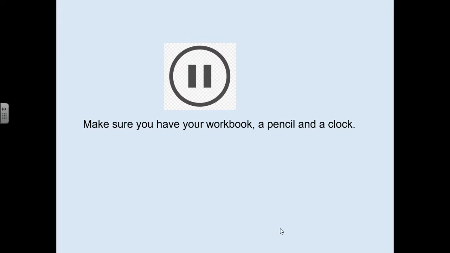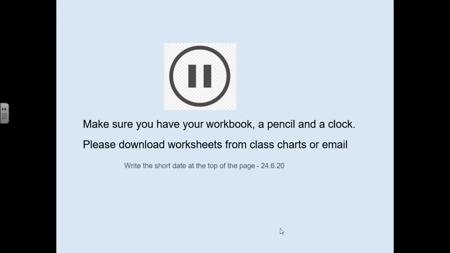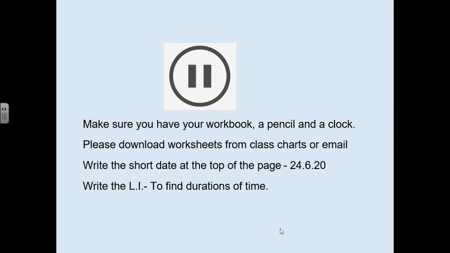Year 2 Maths. Today we're going to look at the second part of finding durations of time. But pause the video and please make sure you have your workbook, a pencil and a clock. Please download the worksheets from Class Charts or email. Write the short date at the top of the page, 24.6.20. Write the LI: to find durations of time.